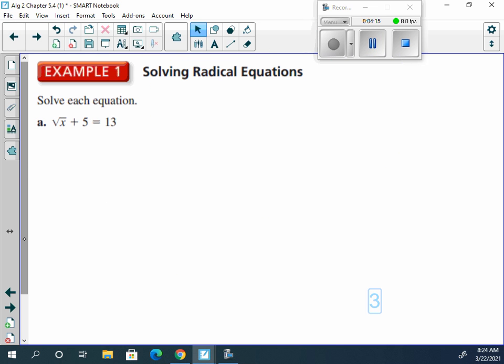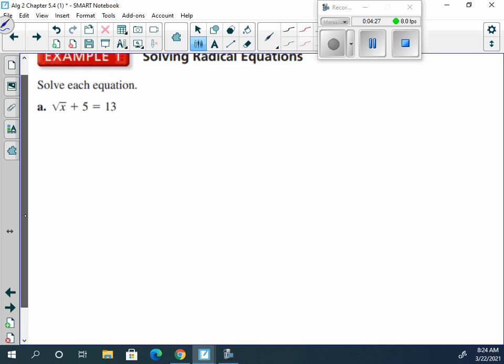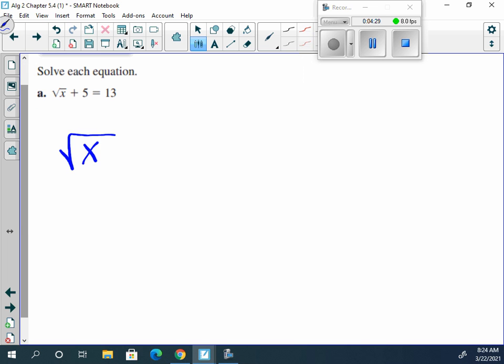So why don't we just start looking at some of these. Our first one is the square root of x plus 5 is equal to 13. We want to solve this equation. Square root of x plus 5 equals 13. And we want to find the value of x that will make this equation true. So one way we can go about it is to try plugging in different values for x to see what's going to make this true. Or we can go through and solve it.